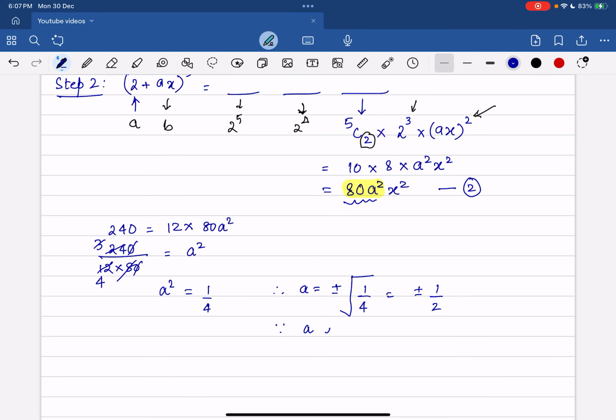So focus on the positive one only. Since a is positive constant, therefore, a should be plus half only. You can leave it as half. If you like decimals, you can leave it as 0.5. Anything is fine. Okay. So, great.